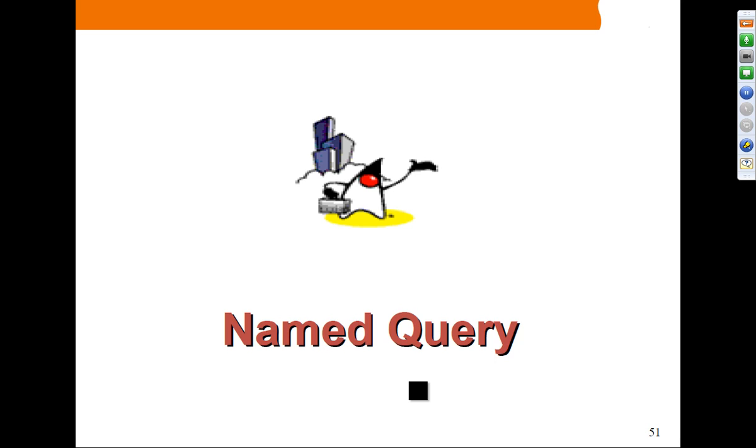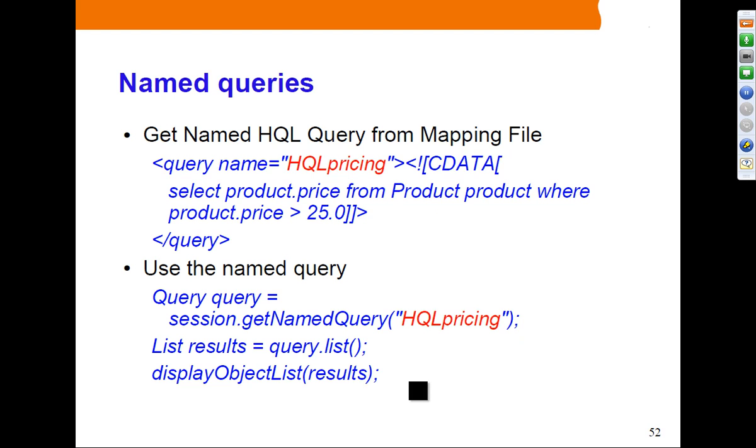Named query. Basically, you make a named query, and then you can use it in different places. This is a convenience. Here you create a named query called HQL pricing, which is this HQL: select product price from product where product price is 25 and 0. And then later on you can use the named query. Basically you create a named query object specifying the named query that is defined here in the mapping file, and then you can perform the query operation.